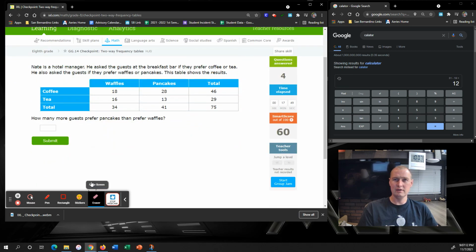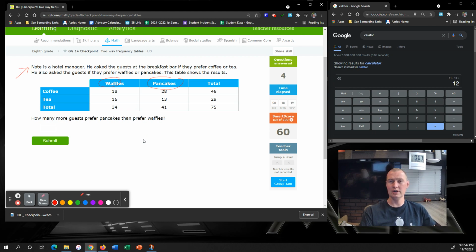All right. Another fantastic problem because the table's filled out for us. All we've got to do is figure out what the frequencies are. So that's nice. How many more guests prefer pancakes than waffles? Okay, so we're going to compare waffles to pancakes. Now, what they didn't compare was coffee and tea. Now, it's already confusing because I did not read the question. So go back, read the question, and try to understand the overall picture here.